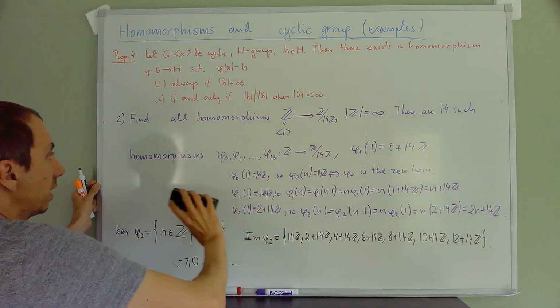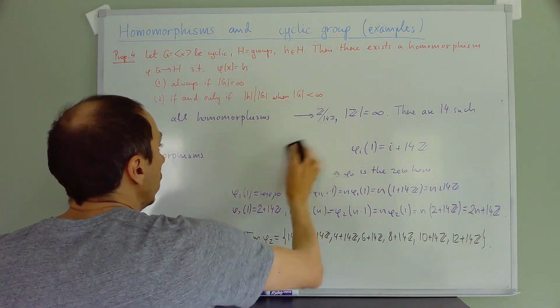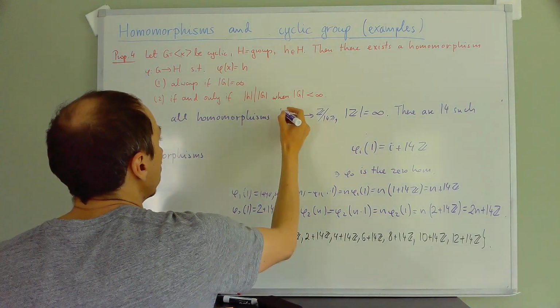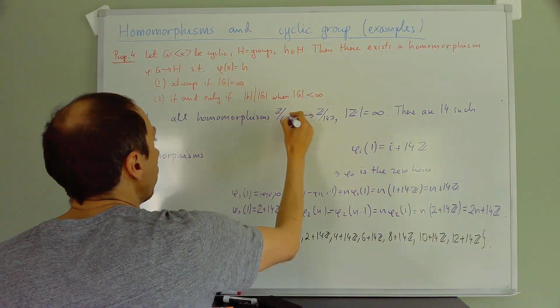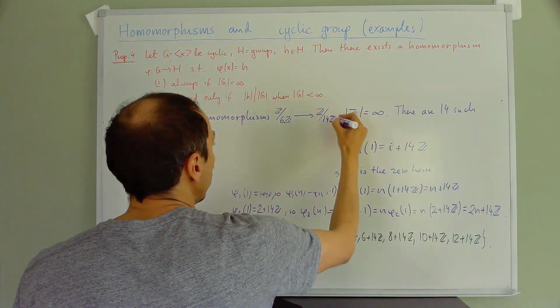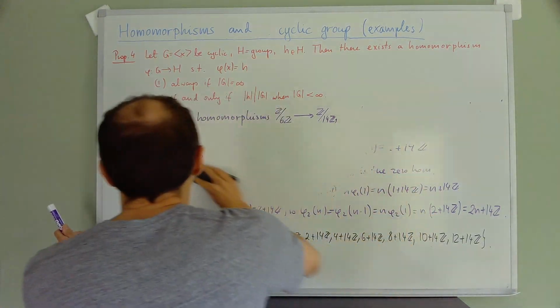Okay, let's try to find all homomorphisms now from Z mod 6Z to Z mod 14Z. Let's see what happens there.